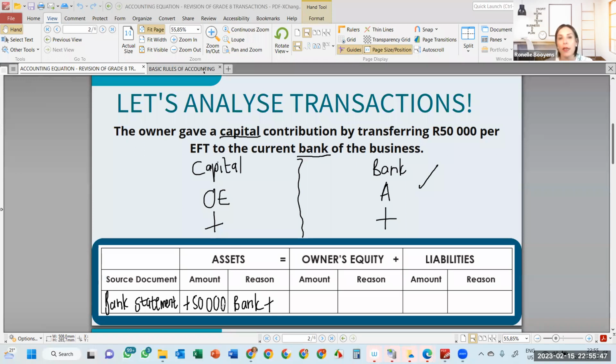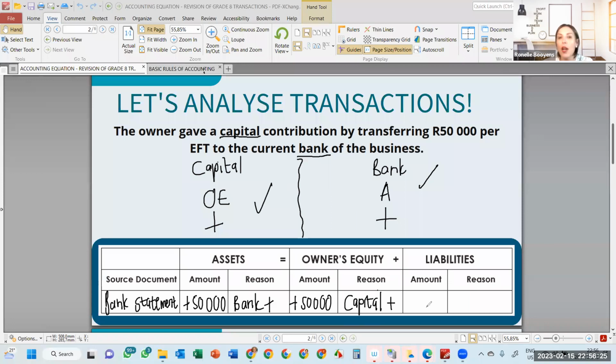Okay, now you're done with that one. Were any owner's equity accounts affected by this transaction? Yes, capital is one of the two direct owner's equity accounts. So what happened there? The capital in the business increased. We determined that. So you will write plus 50,000, and your reason is that the capital in the business increased. And then you're done with that. Now you can just check yourself.